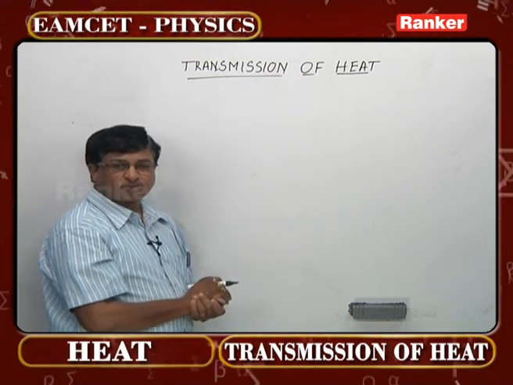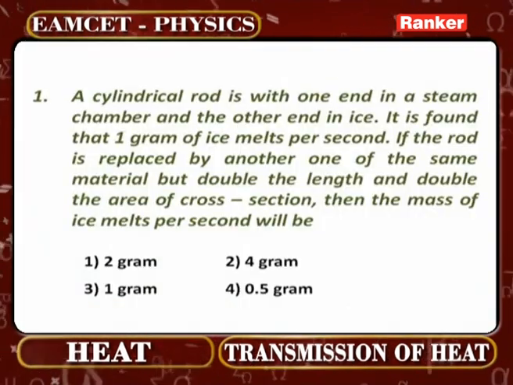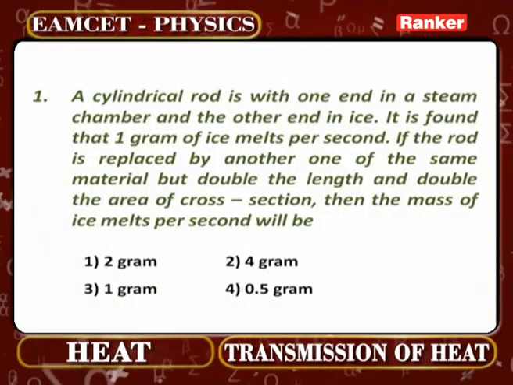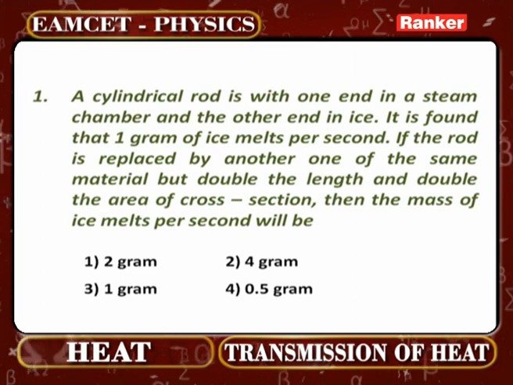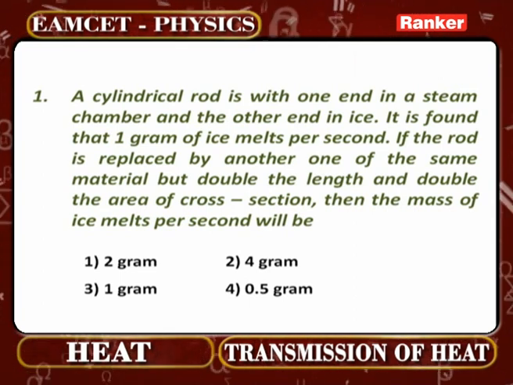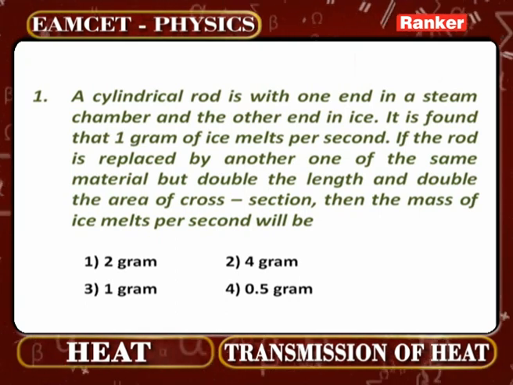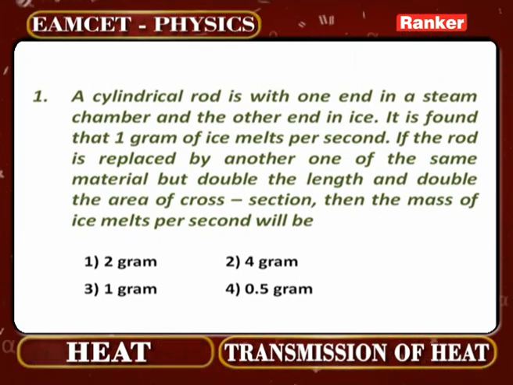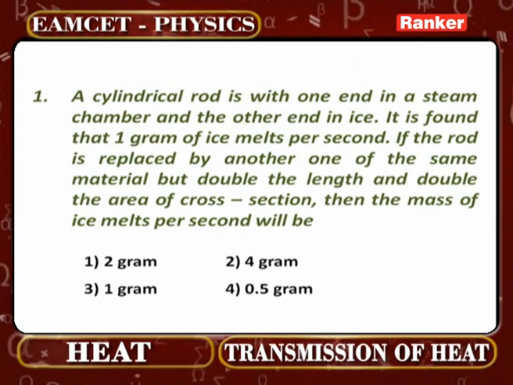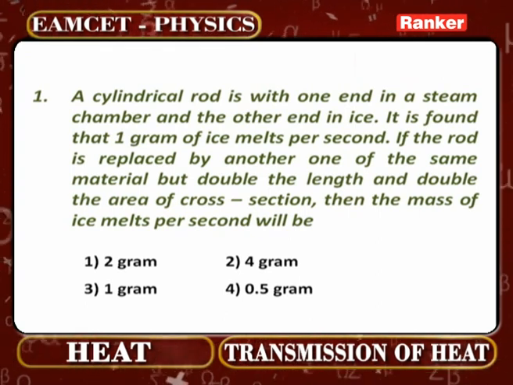Let us check the very first problem. A cylindrical rod has one end in a steam chamber and the other end in ice. It is found that 1 gram of ice melts per second. If the rod is replaced by another one of the same material but double the length and double the area of cross section, then how much mass of ice will melt per second?